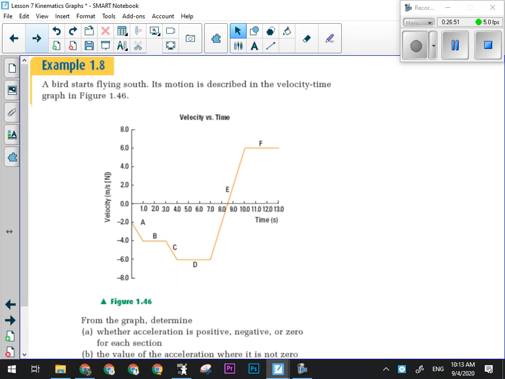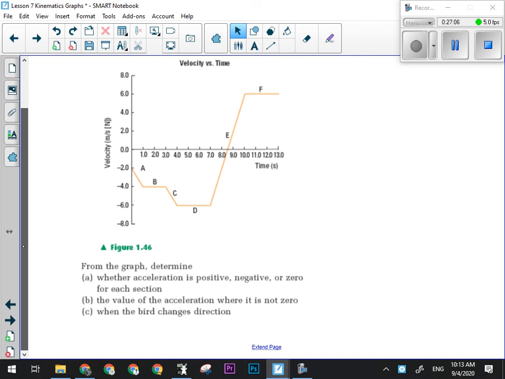This is a really good one because I always have a question like this on our unit exam. A bird starts flying south. We have a velocity versus time graph of this bird, and we can see that initially it is flying south here in part A. Its motion is described here. From the graph, determine whether the acceleration is positive, negative, or 0 for each section. In section A, is the acceleration positive, negative, or 0? It's negative. Its velocity is becoming more negative. It's speeding up south.